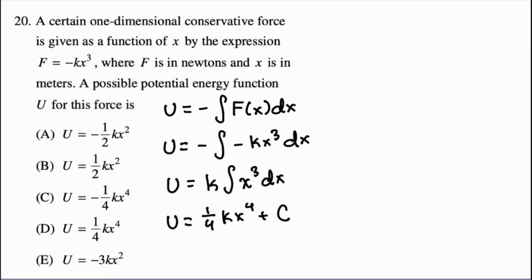There is actually a plus c because we didn't use any bounds for our limits of integration, so it's an indefinite integral. But we're asked for a possible potential energy function, and none of these answer choices have any constant attached to the kx term. So we can actually just say that c is equal to 0 for this case, and u be equal to 1/4 kx to the 4th. And this is a possible potential energy function, and this aligns with answer choice D.